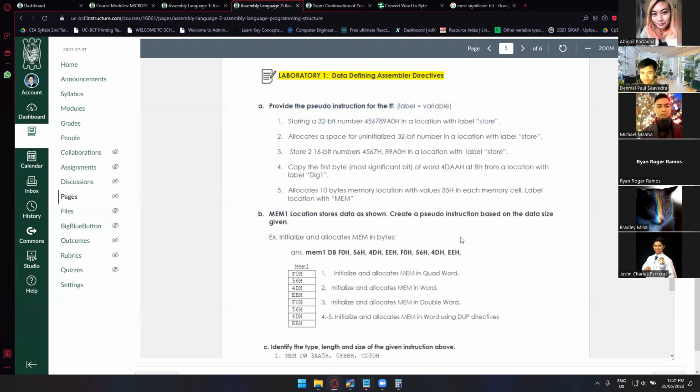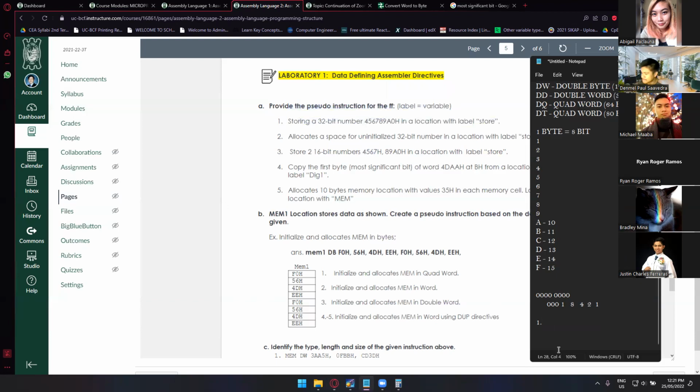Try lang, sir. Go. Store DD 4567898A0H. DD, sir. DB. DD. 4567898. Okay. So store DD. Why DD? Because we have a total of 8 characters and DD is 2. Yeah, this is actually correct. Okay. So as simple as that.